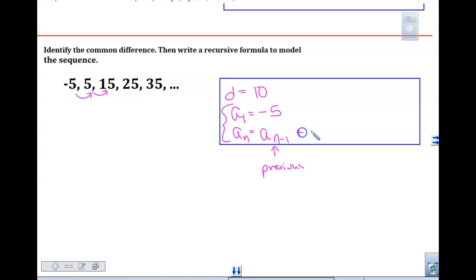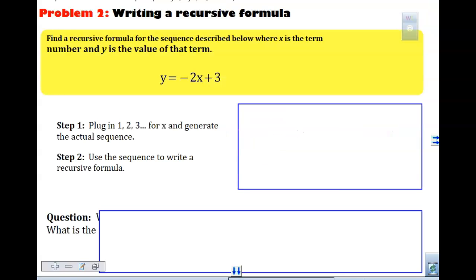Adding 10 plus 10, for n, or when n is greater than 1. Done. That's it, right? So, as we take a look at that next page, again, you guys can watch these.